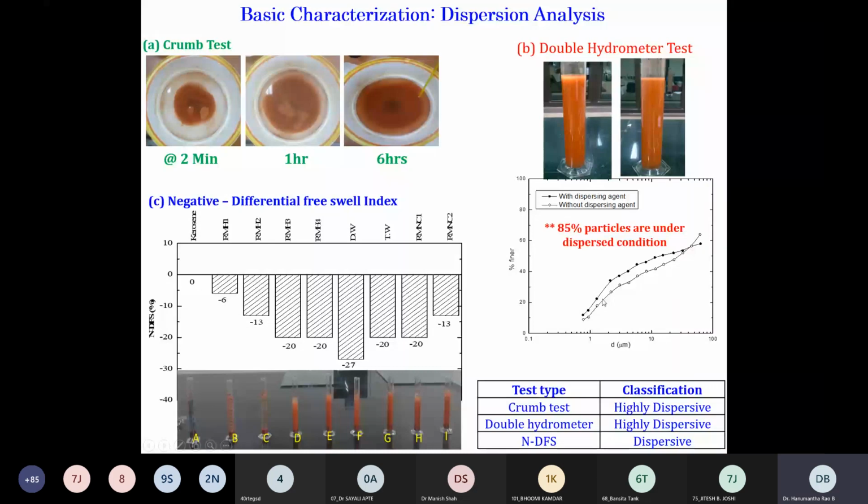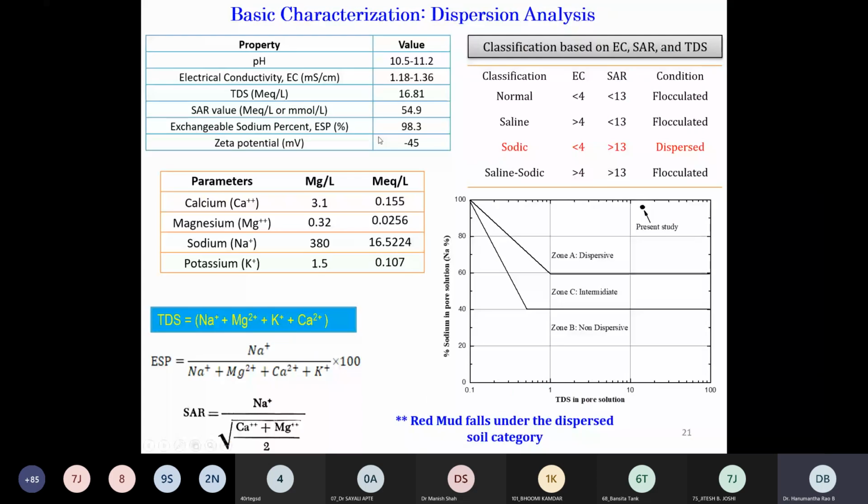You can see the same particle size, but you get two different particle size distribution curves. That indicates that this red mud bauxite residue can undergo dispersion. And these are the results of the negative differential free swell. It is supposed to be on the positive side, but it is on the negative side, which indicates that these particles can undergo dispersion. And these are the ways of identifying dispersion by chemical means.